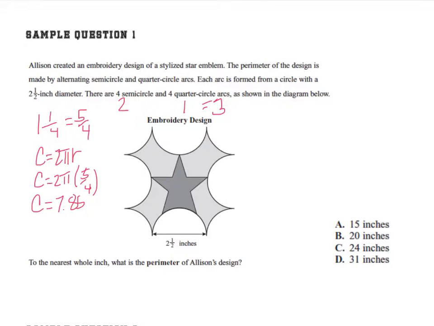The way that I found that was by doing 2 times 3.14 times 5, and then I divided that quantity by 4. Got 7.85, but I know that there are 3 of them, as we discussed earlier, so I will multiply that answer by 3. So I get the circumference equal to 23.55, but the question says to the nearest whole inch, so that would be 24. And so my choice is answer C.